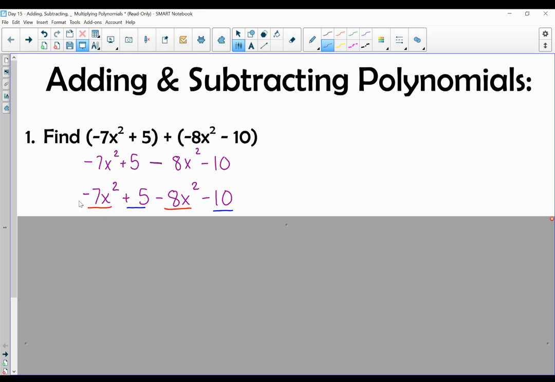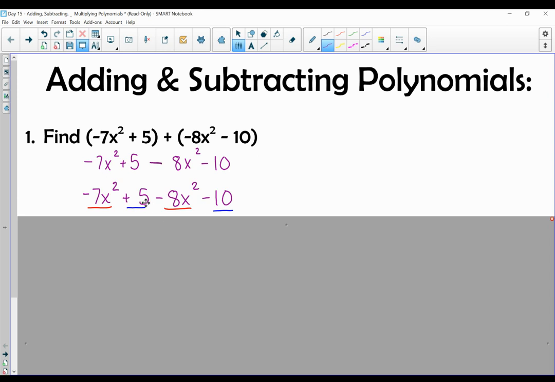Negative 7 minus 8 is the same as saying negative 7 plus negative 8, which, stay with me, is the same as saying 7 plus 8, but recognizing that the numbers are getting more negative. So what's 7 plus 8? Hopefully you said 15. So that would give me a negative 15x squared.